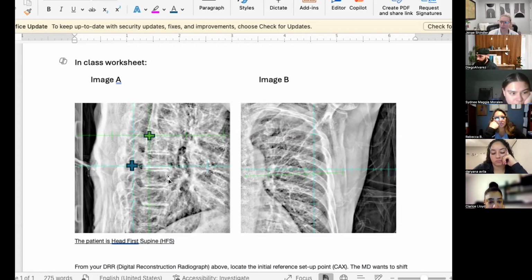Basically, just look at your anatomy. At the end of the day, just look at your anatomy. This is my spine. This is my spinous process. This is where the lung sits. I know my spine sits posterior. This is my body and this is my table. So this has to be the posterior part of the patient because that's where the spine is.